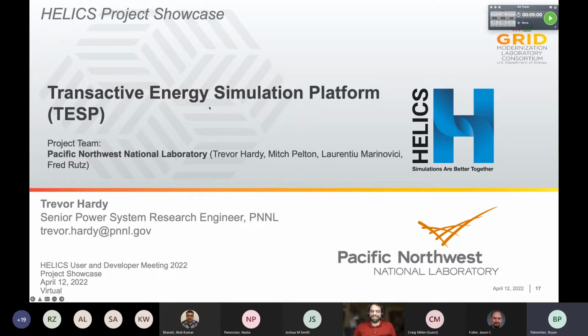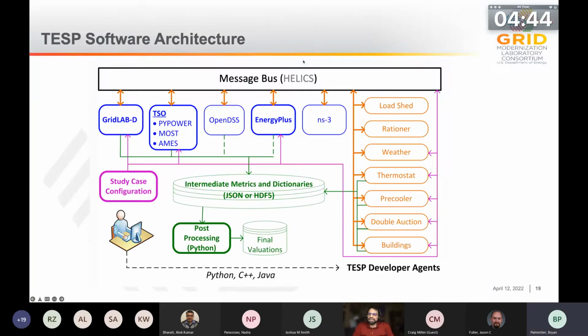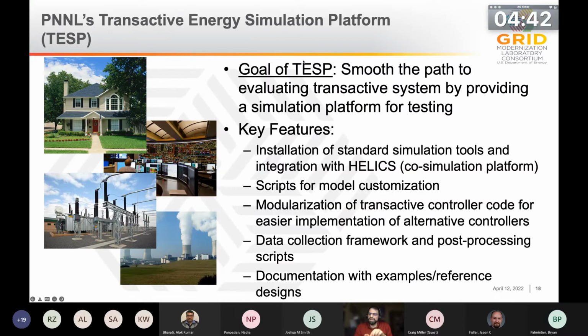Sure. Yeah. This will be a nice high-level overview of the Transactive Energy Simulation platform. The team you see there is just the current developers. There's been a whole suite of people, kind of too many to list, who have worked on it over the handful of years PNNL has been developing this. Let's go on to the next slide. So the Transactive Energy Simulation platform, or TESP, its goal here is to try to provide a way to simulate transactive energy systems more easily.